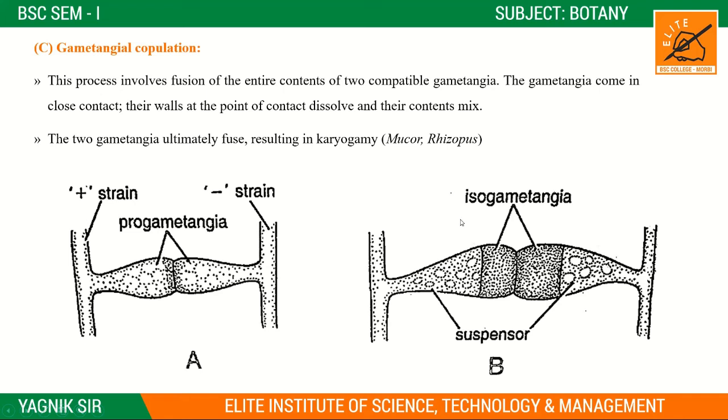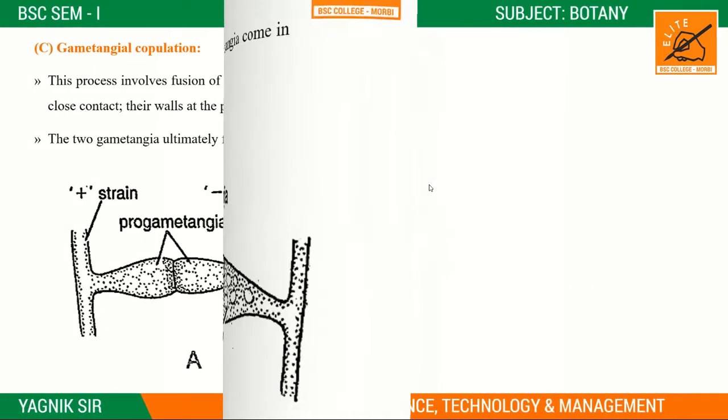The two gametangia ultimately fuse, resulting in karyogamy. Because here protoplast is fused, two gametes' protoplasts are fused. In this protoplast a nucleus is present, and that's why this nucleus is very easily fused. And this process is called karyogamy. Normally this type of process is seen in Mucor and Rhizopus.